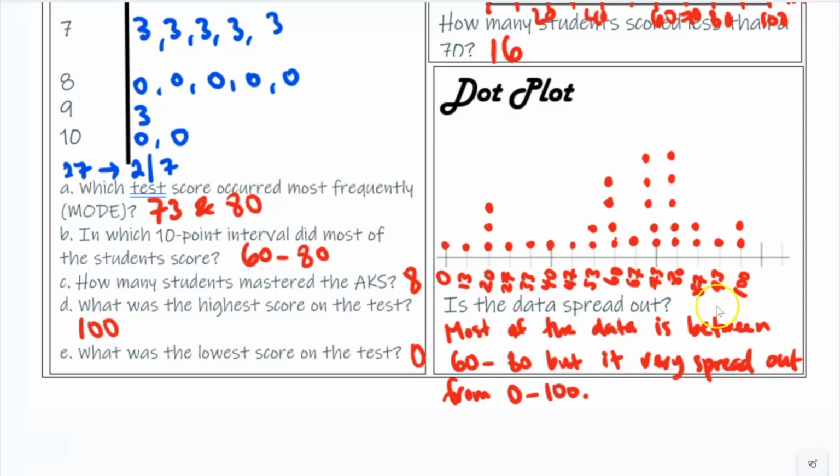All right, so again, I can see a lot of people scored 80, 73, 60, and then a whole bunch of 20s as well, a couple of 53s, a couple of 87s, a couple of 100s. So it's really good to see how your data is spread out. And we're going to answer some questions a little bit later on with just creating the dot plot. Let's practice.